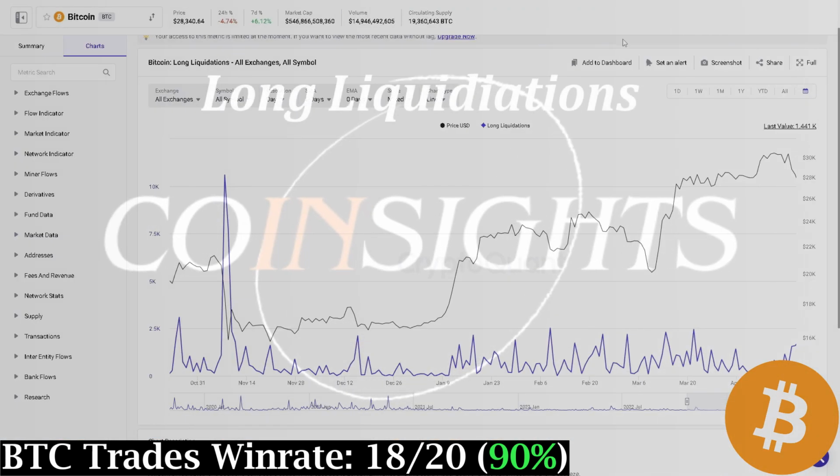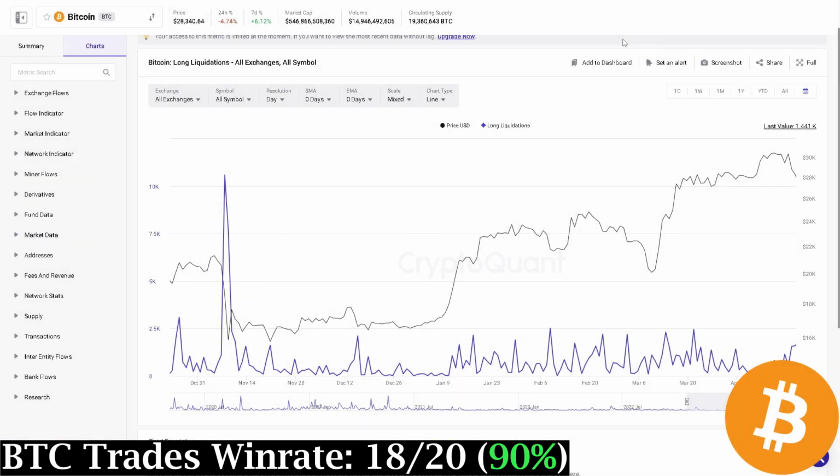So now what I want to take a look at is the long liquidations of Bitcoin. Before every move up, you do have a spike of long liquidations. So we have a spike here before this move up.